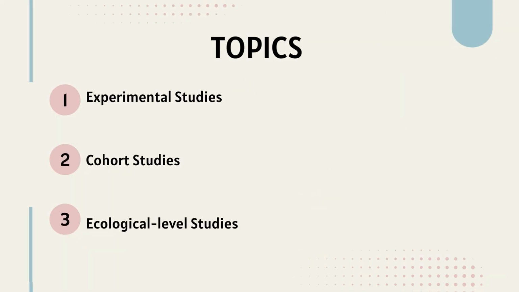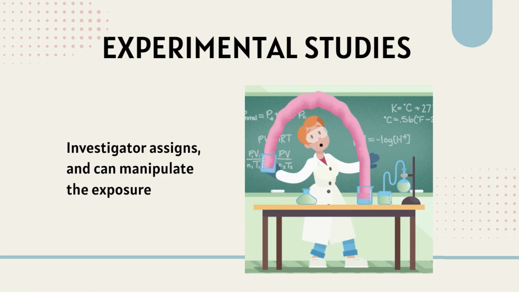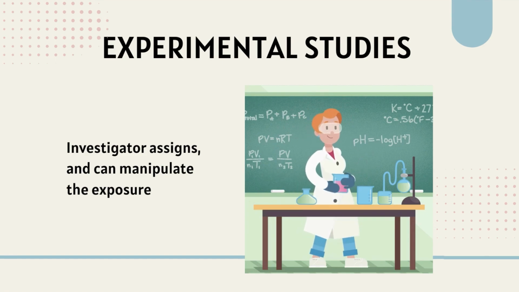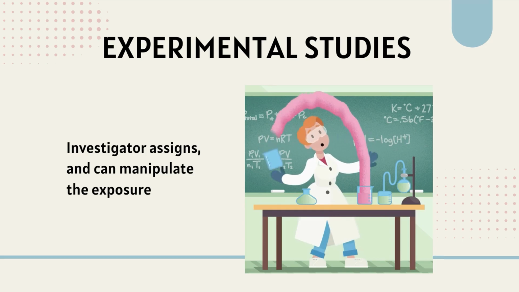This is the second of 2 weeks that we'll be talking about study design. This week we'll talk about experimental study designs and cohort study designs, and we'll also cover ecological level studies. All experimental studies have a common characteristic that sets them apart from other studies, and this is that the investigator assigns the exposure and then can manipulate it.